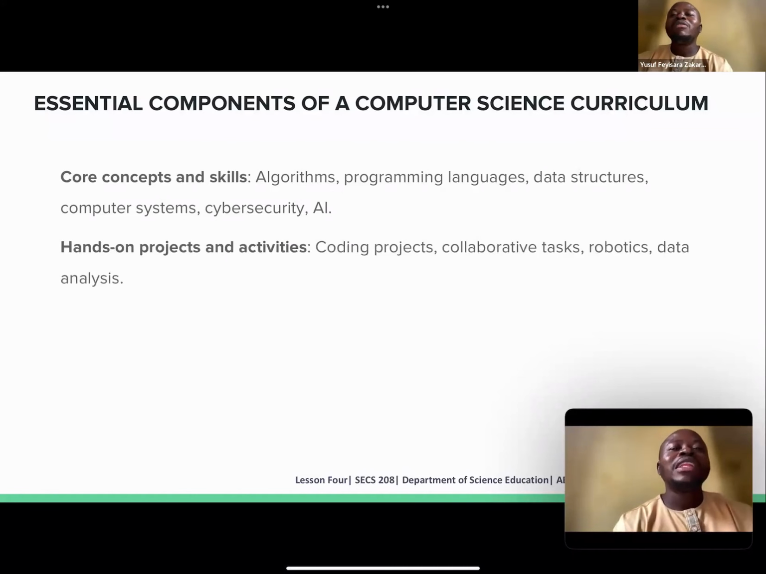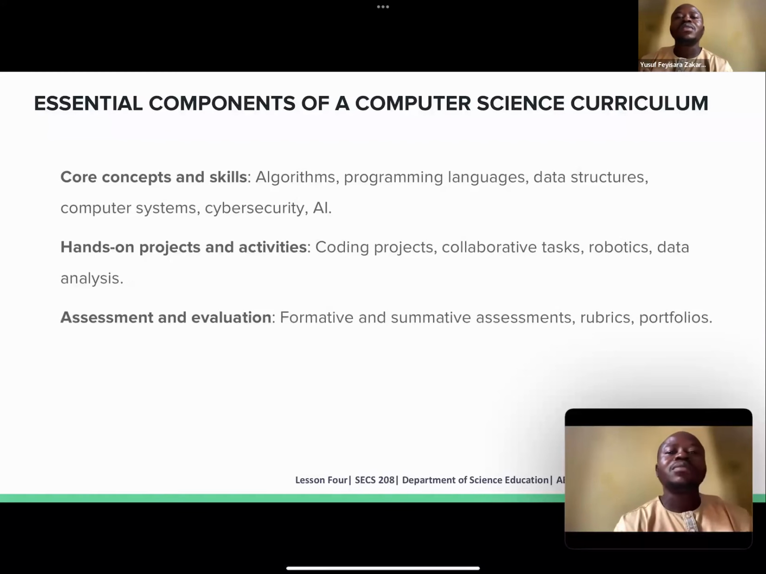Then we have hands-on projects and activities. There must be coding projects. You must be able to have collaborative tasks. Things on robotics, this is the future. Then data analysis should be included. And these must be practicals, not theory taught in class. Assessment and evaluation should be both formative and summative. Rubrics and portfolio. I think you have some of this in education.